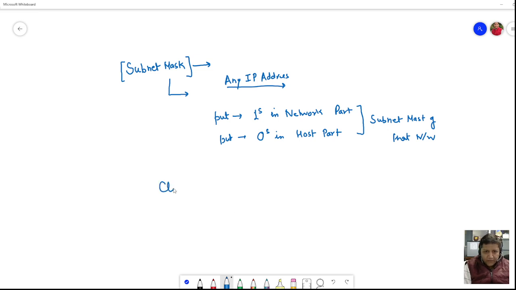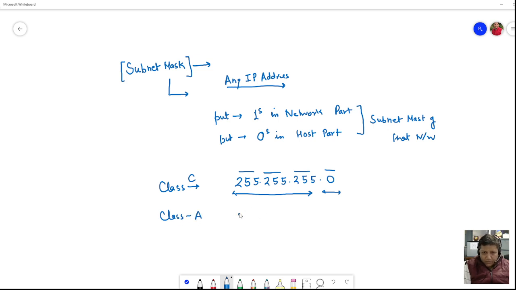Now if I take class C, in class C we know that there is a 24-bit network part, so if we put all ones in the network part, the class C network mask would be 255.255.255.0. This is the network part, we have put all ones, it will result in 255.255.255. This is the host part, we'll put all 0, and this will result in 0. This is class C. If you go for class A, the network part is 8-bit, so the class A subnet mask would be 255.0.0.0.